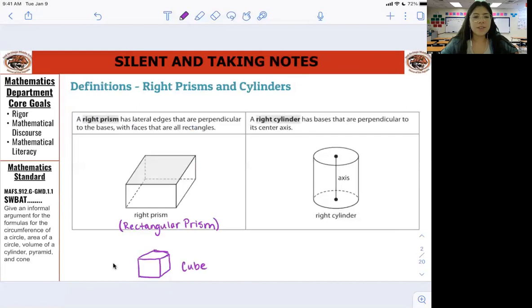Okay, so we have rectangular prism, which can also be called a right prism. And then a cube is a type of right prism where all 6 faces are squares, not just rectangles, but squares. Then we have a right cylinder. So for a cylinder, the shape of the base is a circle. Everything else is very similar. The only difference is that the base is a circle rather than a rectangle.